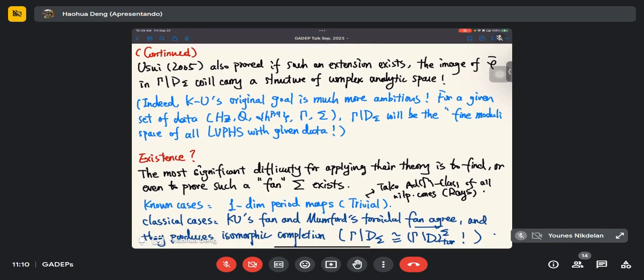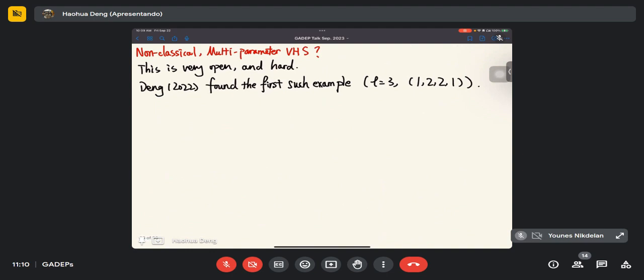So I think there are some applications by many people when you apply this Kato-Usui theory on the family of mirror-quintic Calabi-Yau threefolds, which has Hodge numbers 1111. In that case, you only have a one-dimensional period map, and you can use the Kato-Usui space to study what these one-parameter degenerations are. Okay, so this is something very well known.